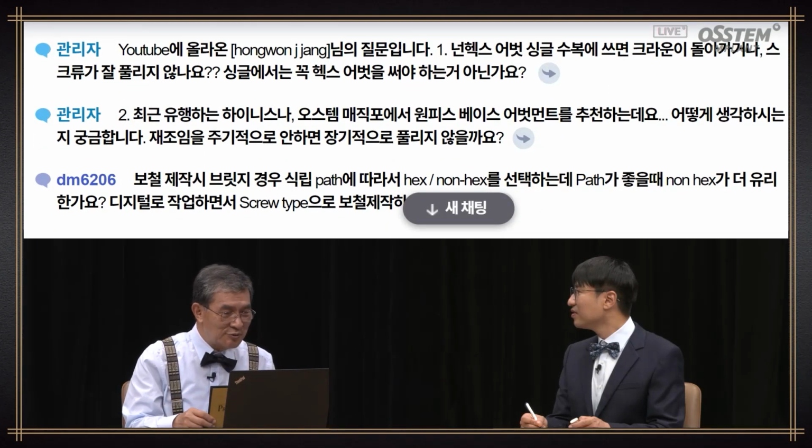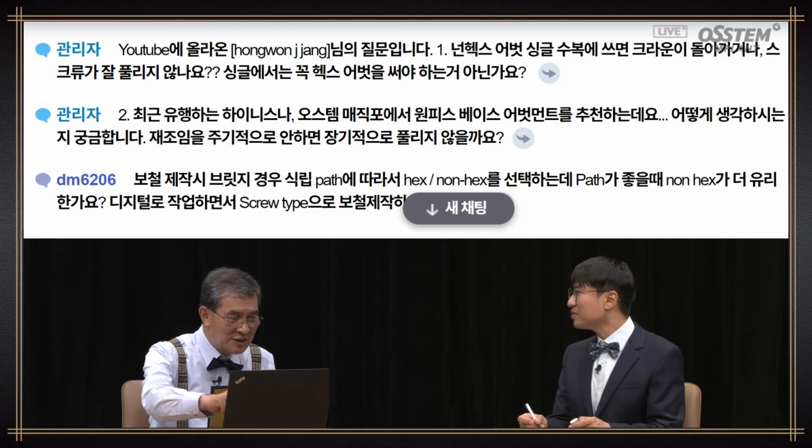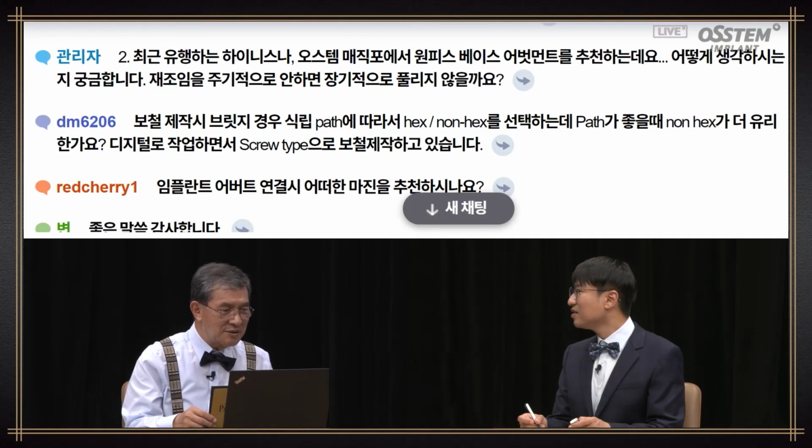Question on YouTube. Shouldn't you use hex abutment for single restoration cases? Because if you use non-hex abutment in single restoration, the crown may rotate or the screw may loosen. This was already sufficiently addressed.